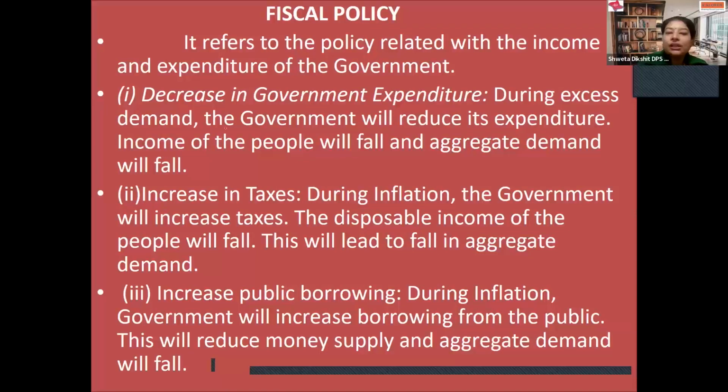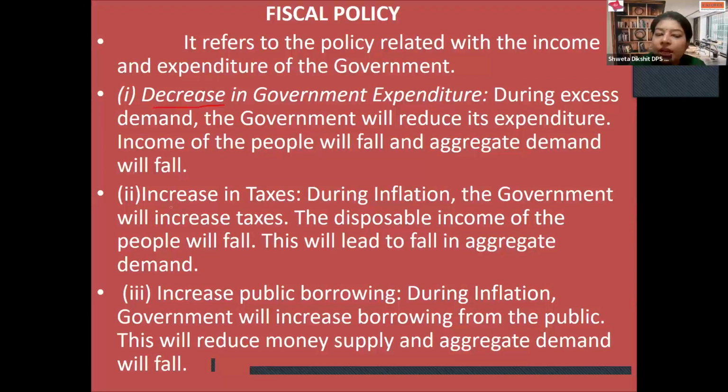So fiscal policy is everything associated with government policy related to expenditure and taxes, which is associated with the government budget. So the first thing is, when there is excess demand, the government will never come and ask you not to spend. The government has its own ways. First of all, the government stops itself, so it starts decreasing its expenditure.